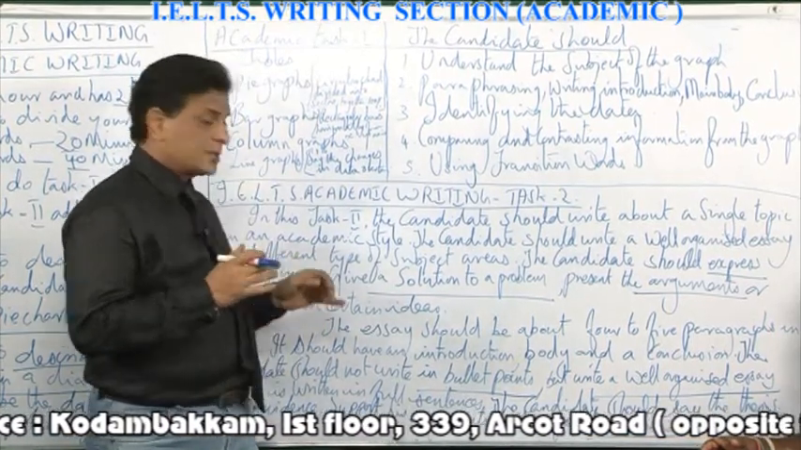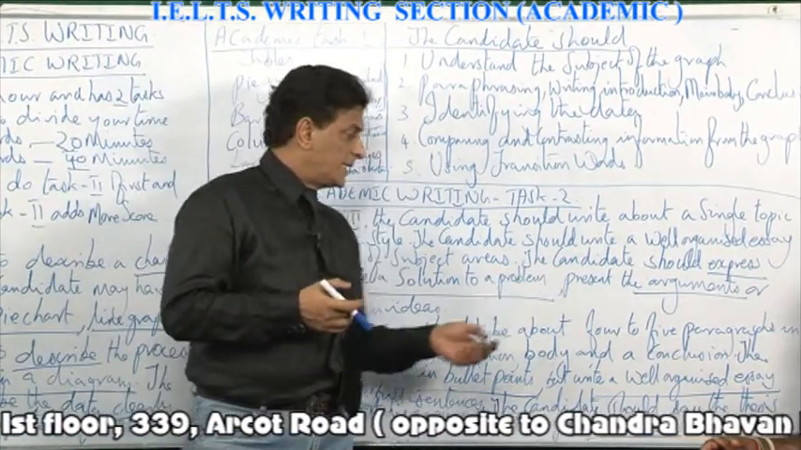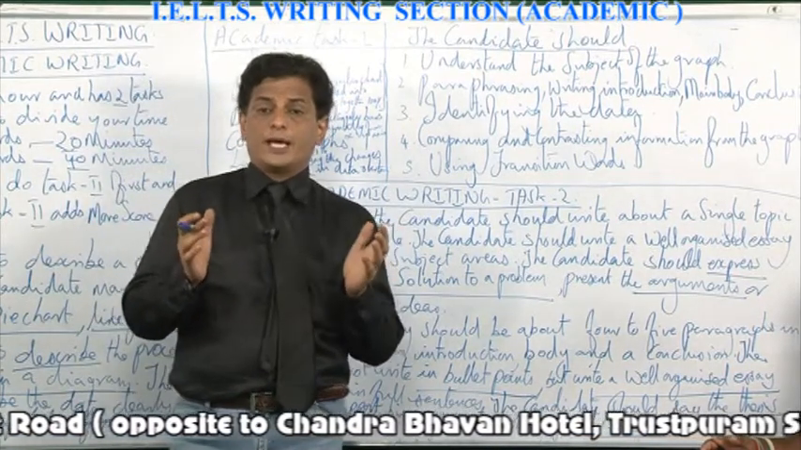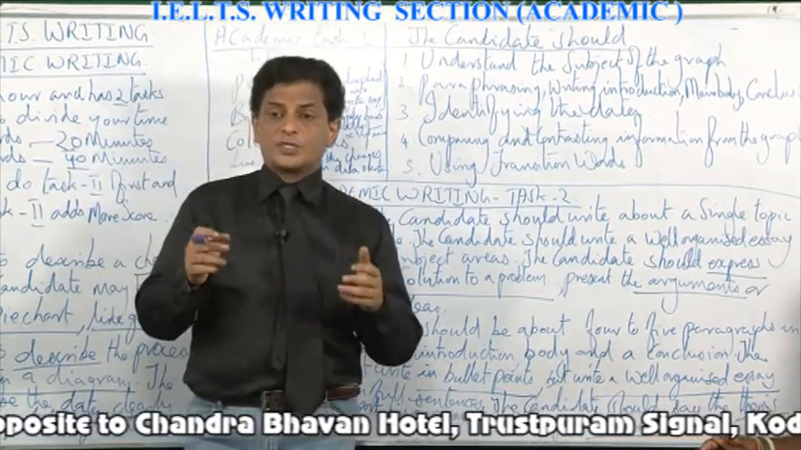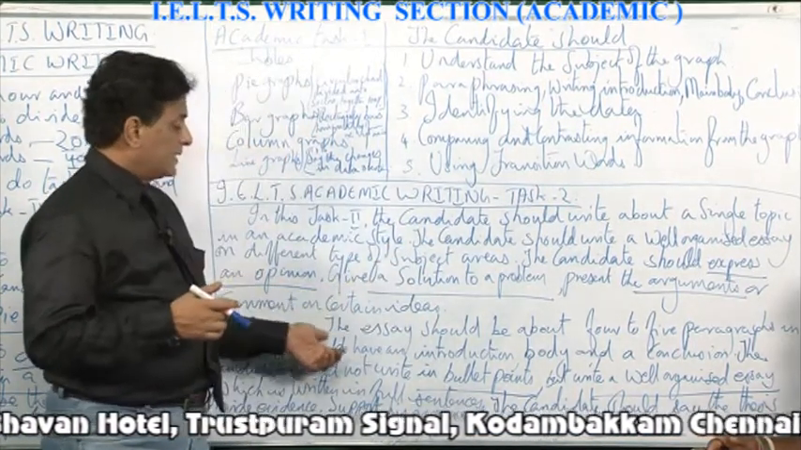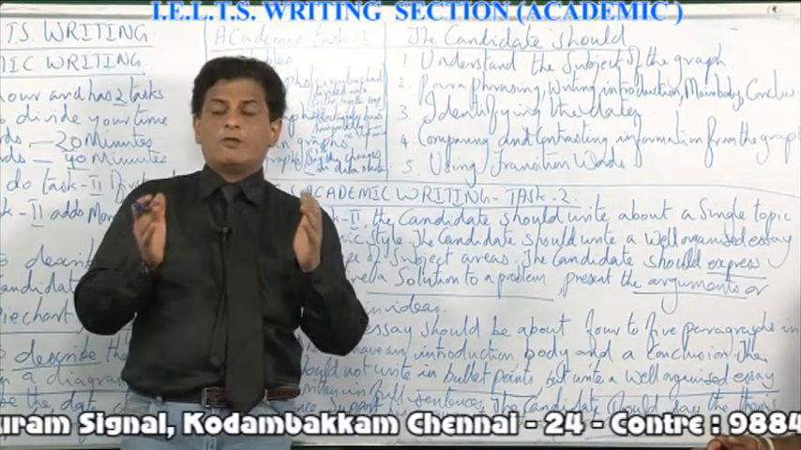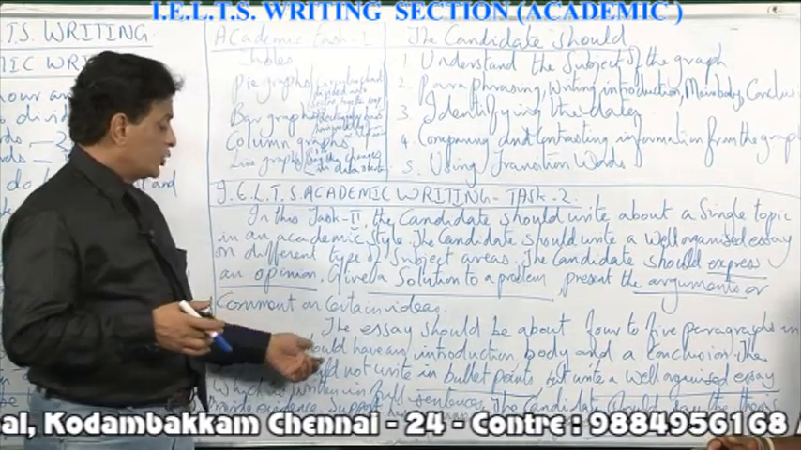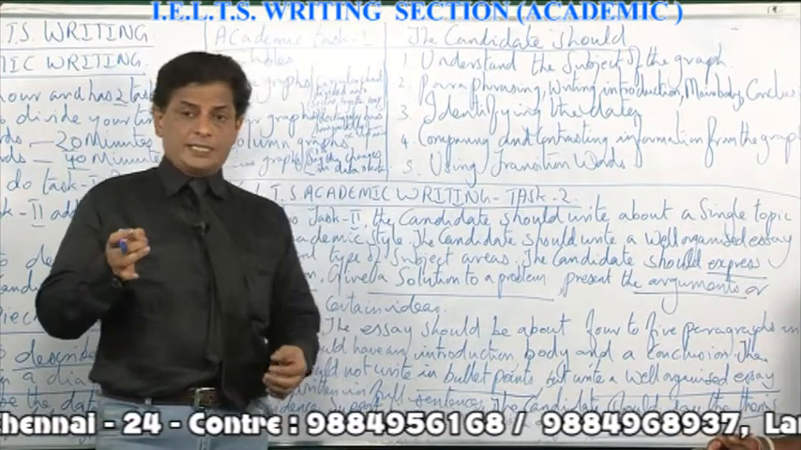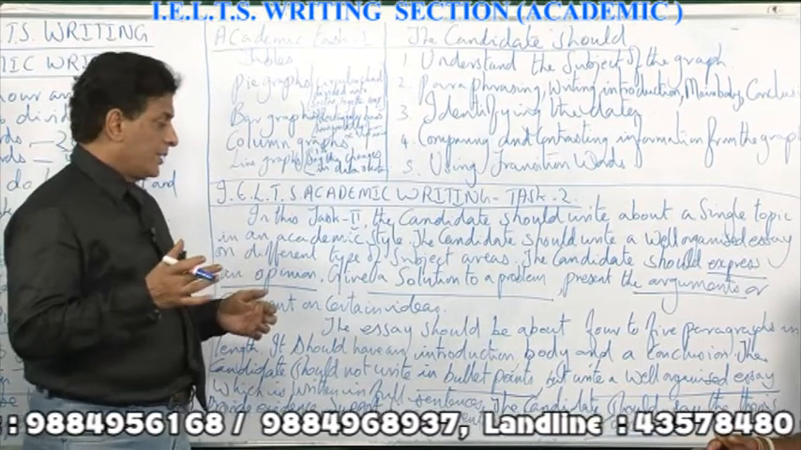The candidate should express his opinion, give a solution to a problem, or present arguments or comment on certain ideas. So, in the essay you may have to solve certain problems, give a solution, and you may argue for certain points. Next, the essay should be about 4 to 5 paragraphs in length, totally 250 words. It should have an introduction. A good introduction is the best way of starting. A body, the main body with the different ideas, and a conclusion.